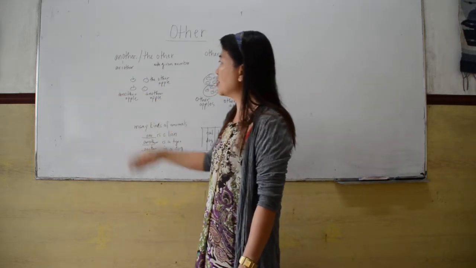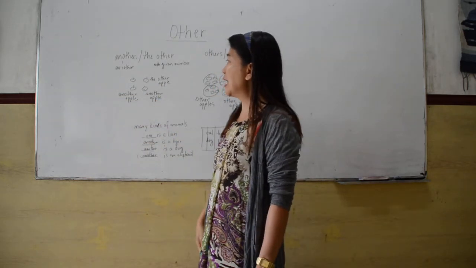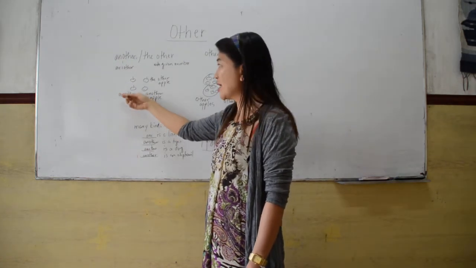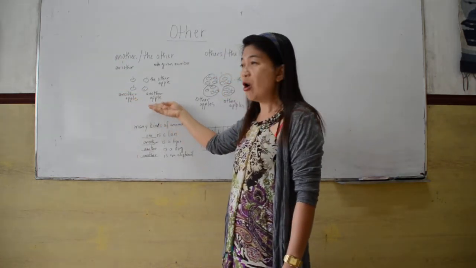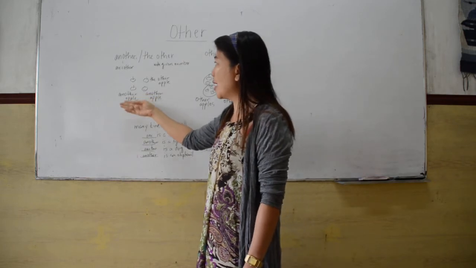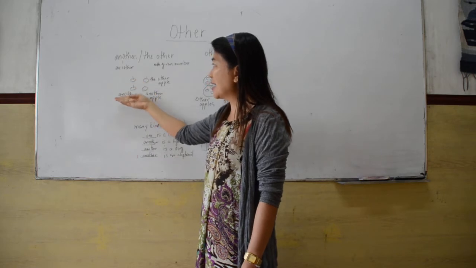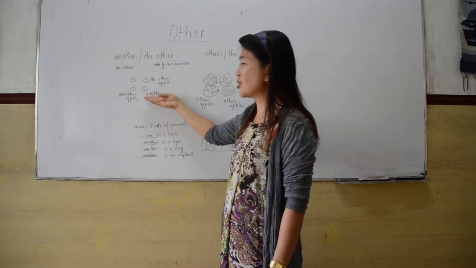Now, another can function as an adjective when it is used with a noun. So another apple, another apple. Or it can function as a pronoun when it is used alone. So I can say I ate 1 apple, I gave another to Mary, another to Jan.